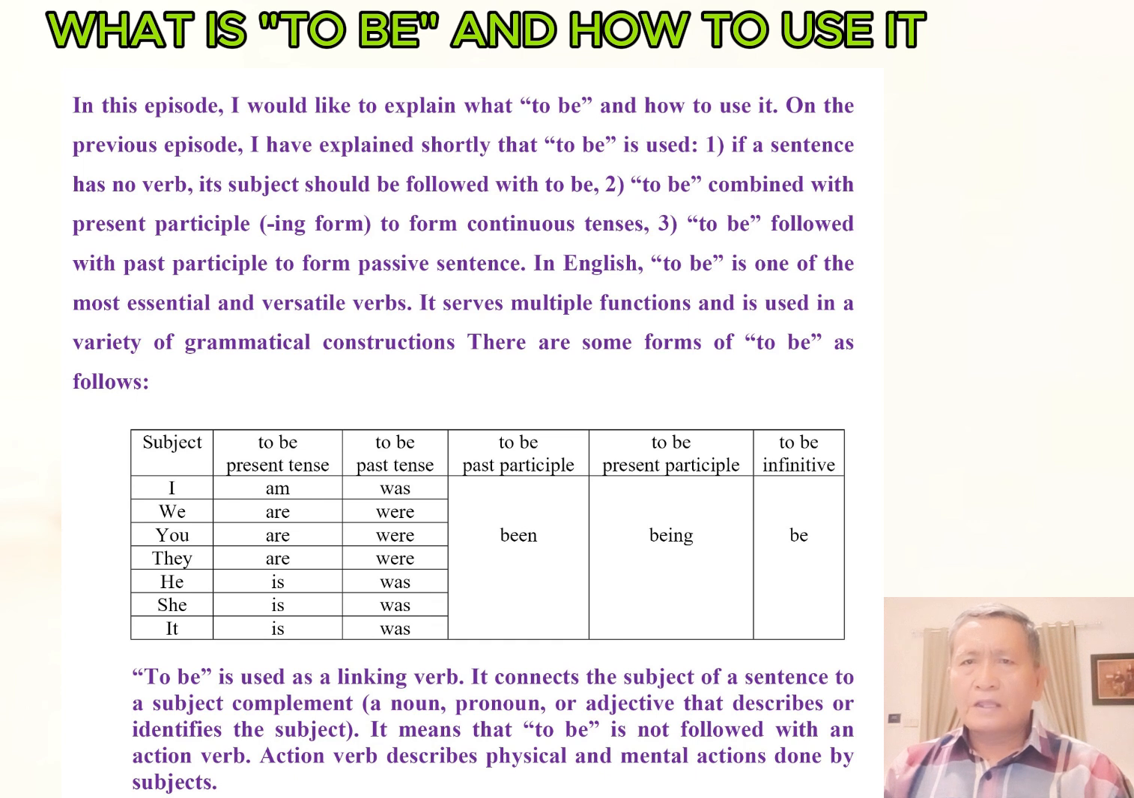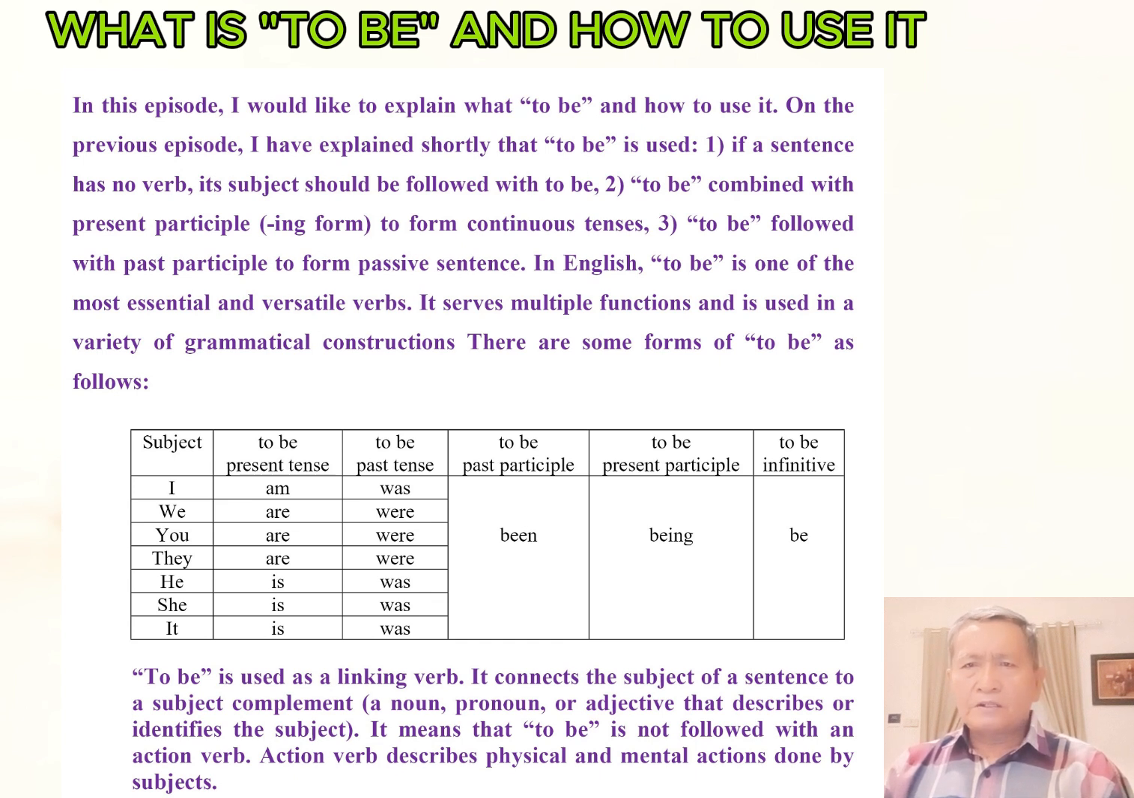In the previous episode, I explained shortly that to be is used: 1. If a sentence has no verb, its subject should be followed with to be. 2. To be is combined with present participle or ing form to form continuous tenses. 3. To be is followed with past participle to form passive sentences.